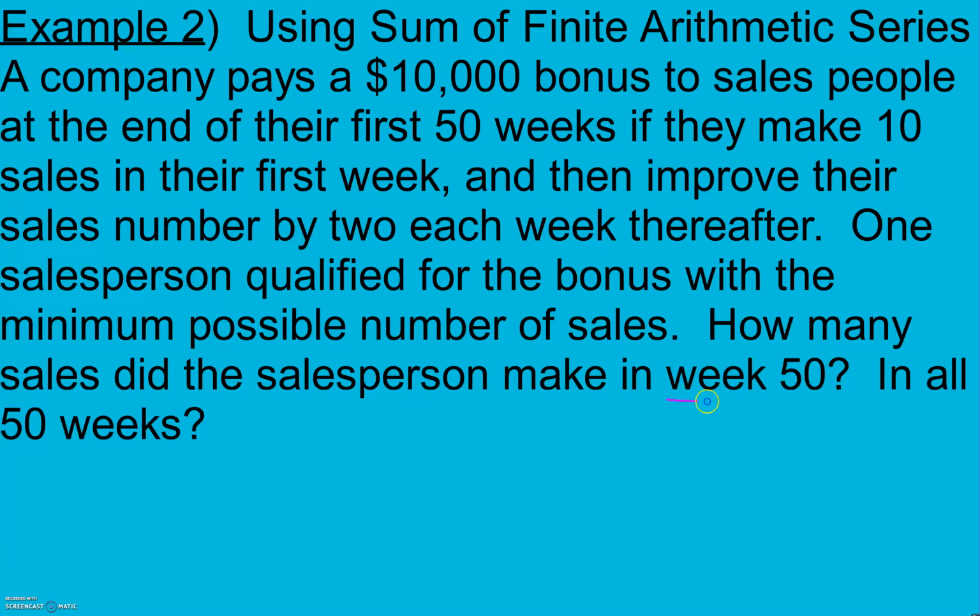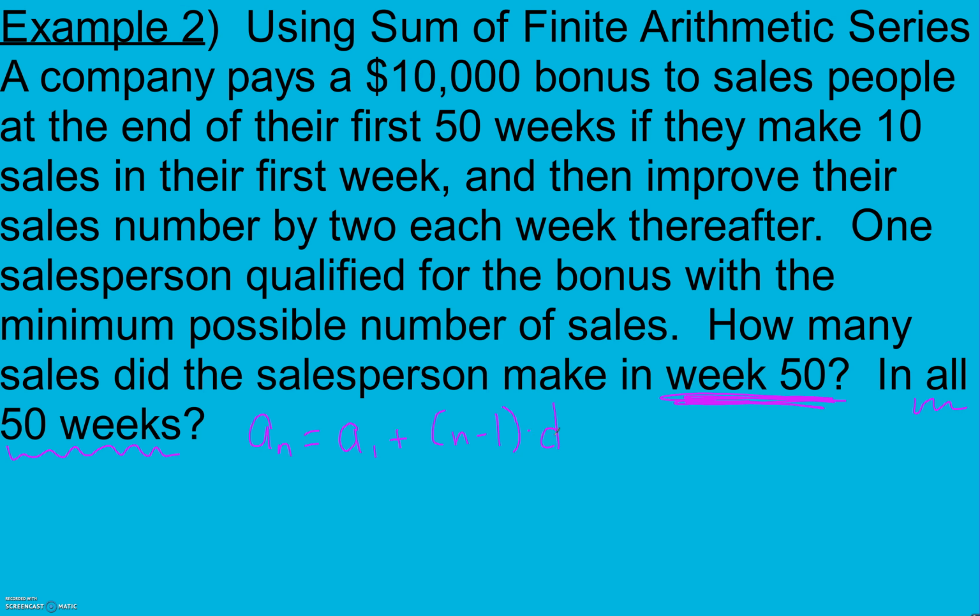So when we're looking for just a specific value, just week 50, we want the 50th number in the sequence. Okay? When we're looking for all 50 weeks, that's when we want to use a series and add them up. So for just week 50, we're going to use our explicit formula from section 9.2. A sub n, again, equals our first term plus n minus 1 times our common difference.